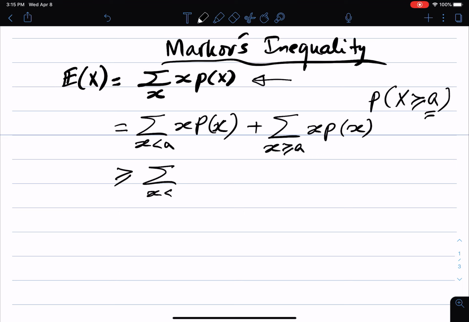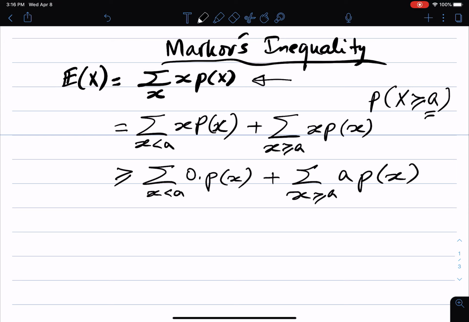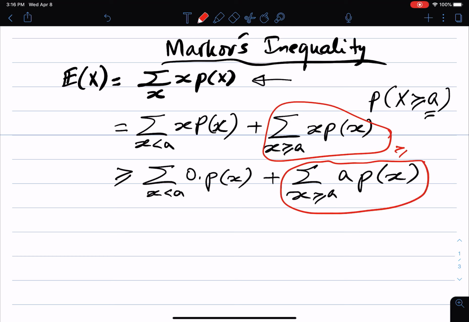Okay? If you do it like this, we know that this is greater than or equal to the sum over x smaller than a of 0 times p of x. Okay? Because x is greater than 0 here, and the sum over x greater than or equal to a of a p of x. Okay, so where did this come from? For the second part here, we know that x is greater than or equal to a. So this summation here, if you replace x by a, this one is larger than or equal to this one here.